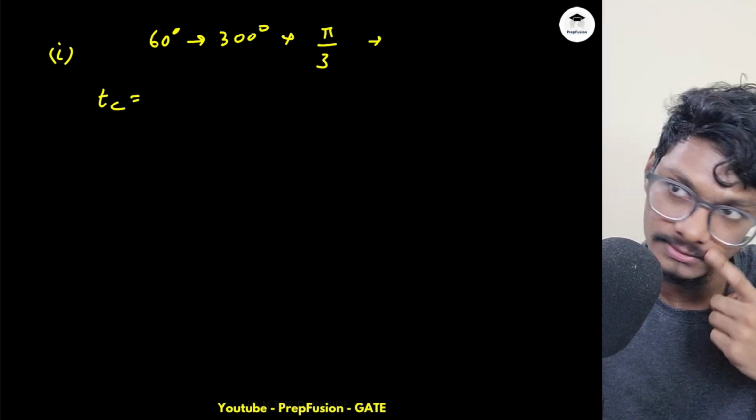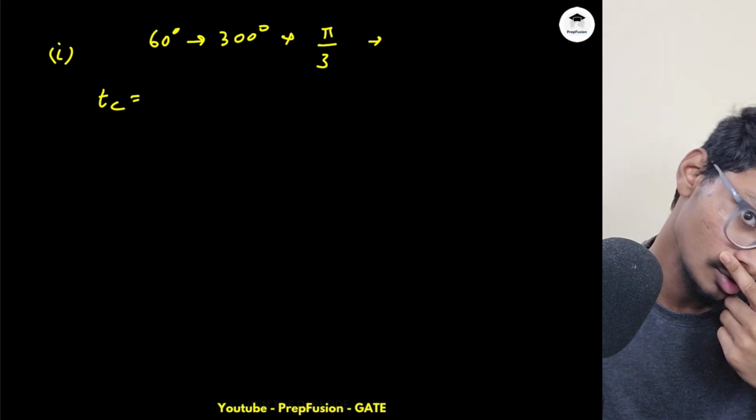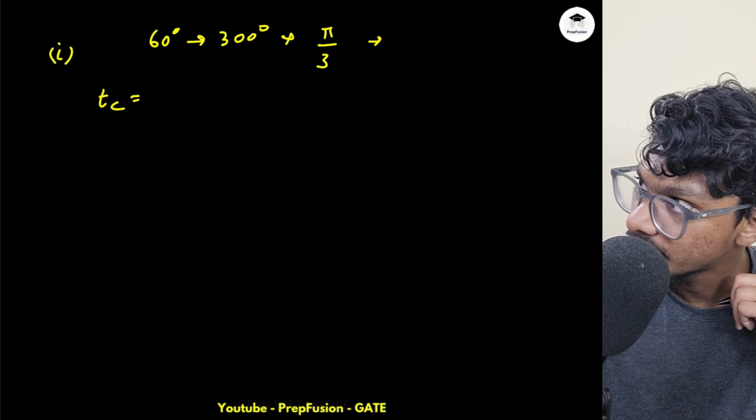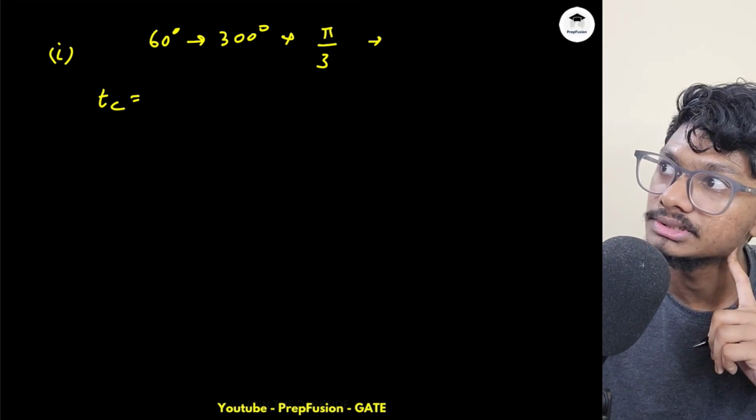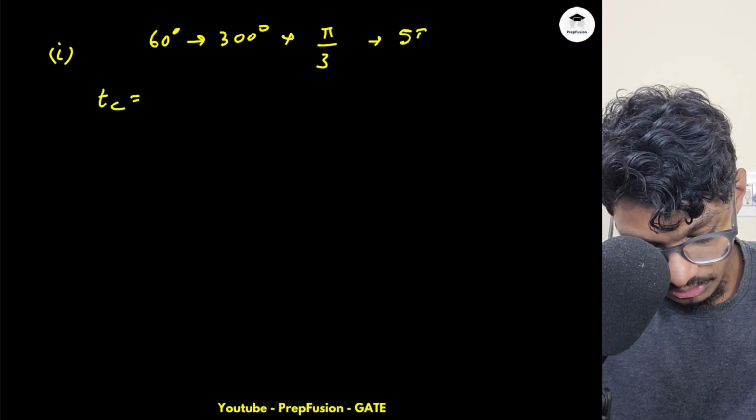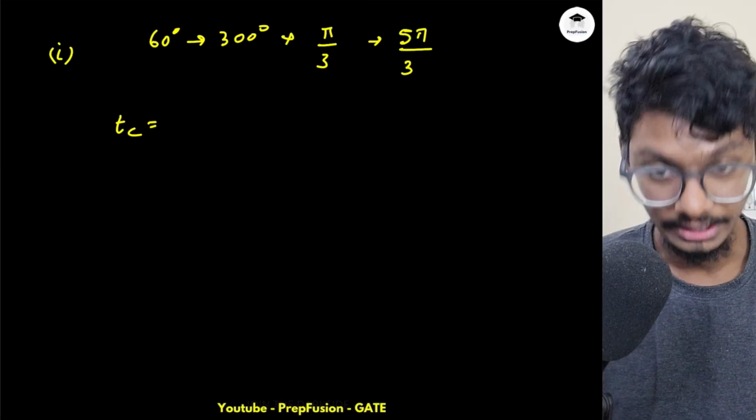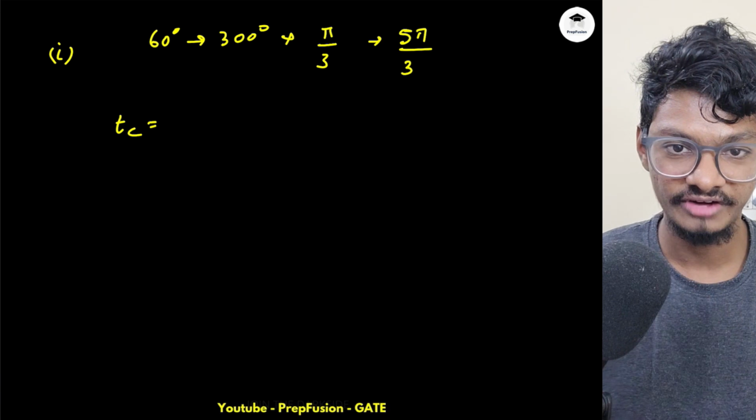Pi is 180, right? Difficult to compute. 2 pi is 360. 2 pi minus pi by 3, that is 6 minus 1, 5 pi by 6, right? So this will be 5 pi by 6. Yeah, I had made a mistake over here. This should be 5 pi by 3, right?